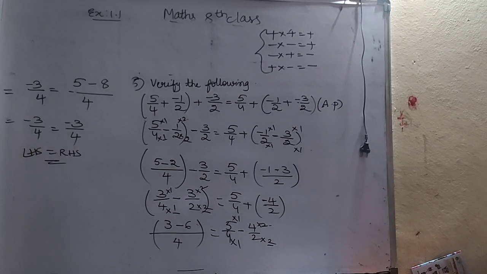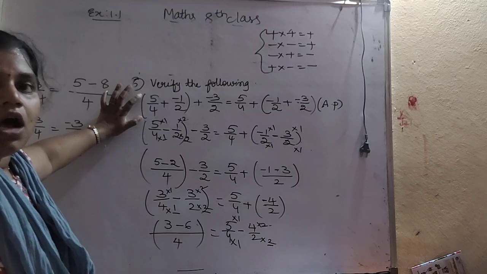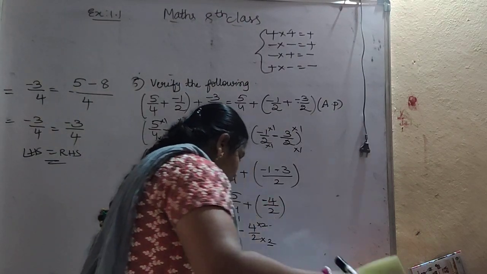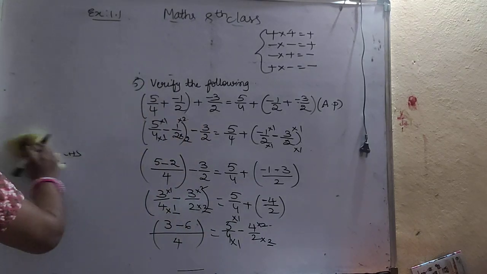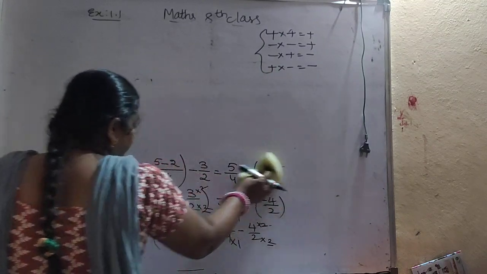So by this we can say that the given expression is satisfied under the associative property. So this is our 6th one. So I will give you one homework. You try to solve that.